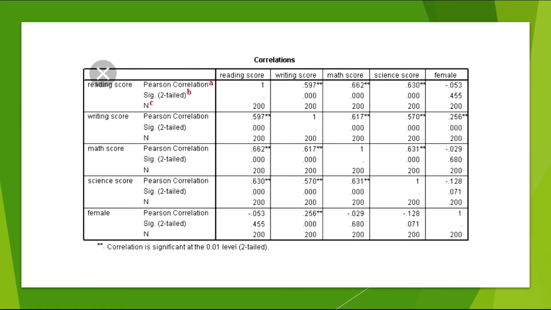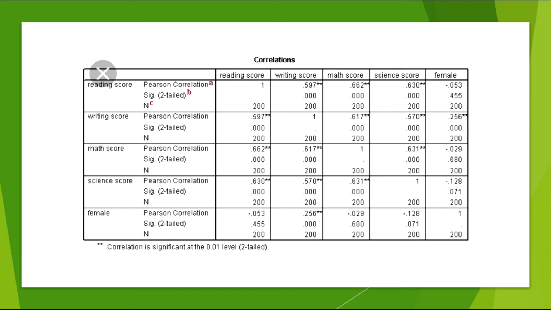Science score is negative 0.128, the significance is 0.071, and n is 200. If we look at the horizontal figures, they are all the same: negative 0.053, 0.256, negative 0.029, and negative 0.128.